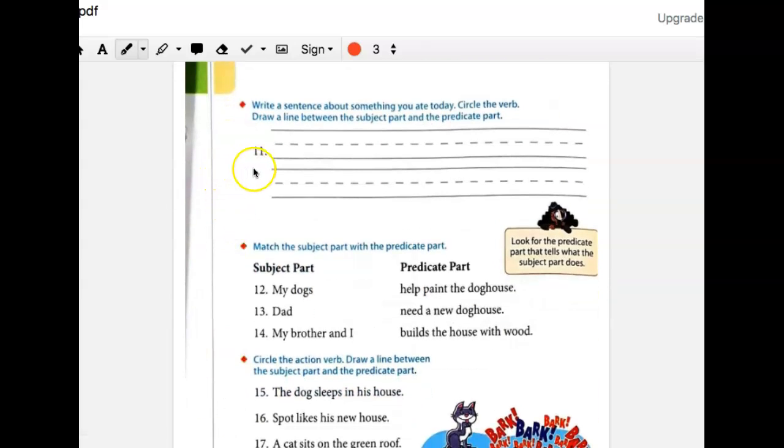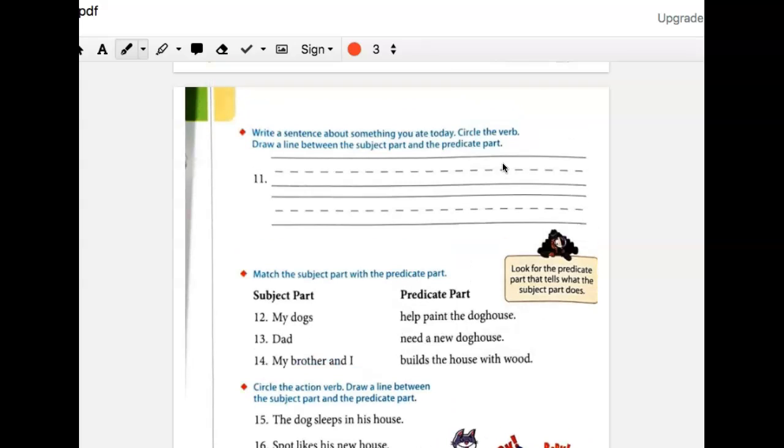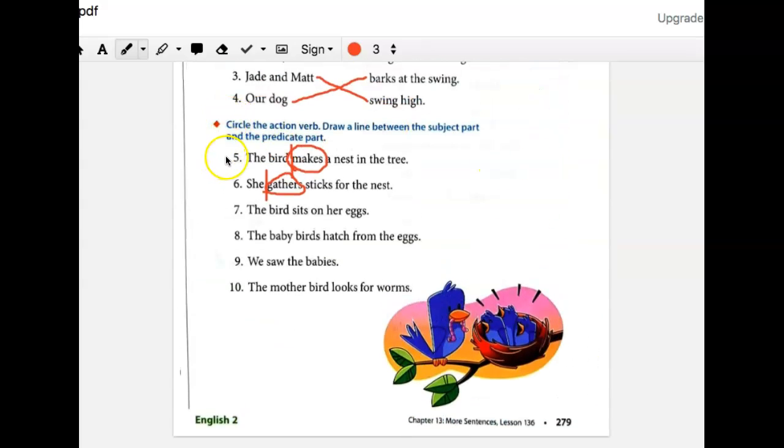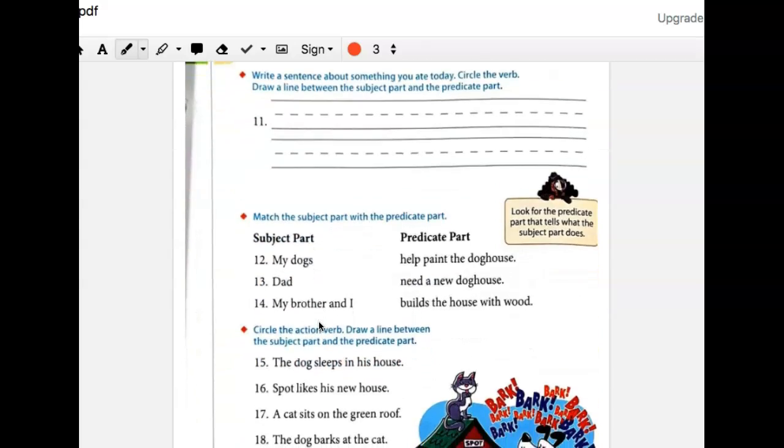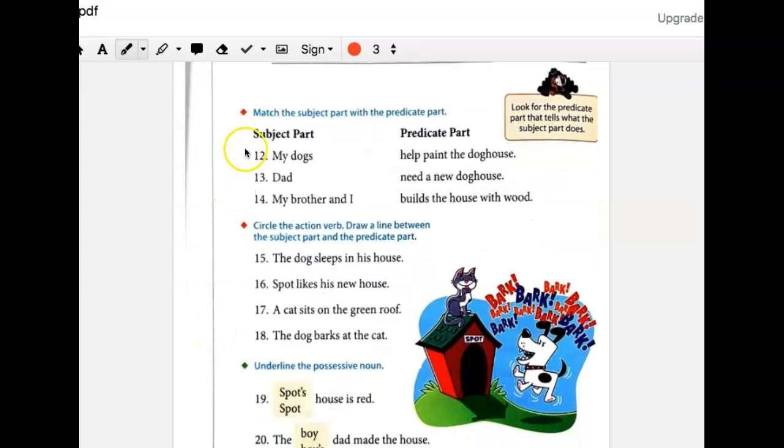On the back page number 11, you're going to write a sentence about something you ate today. Circle the verb. Draw a line between the subject part and the predicate part. So you're going to write a sentence about something you ate, and then you're going to do the same thing that you did for number 5 through 10. You're going to circle the action verb and then draw a line between the subject part and the predicate part. Numbers 11 through 18 is exactly the same as the front page.